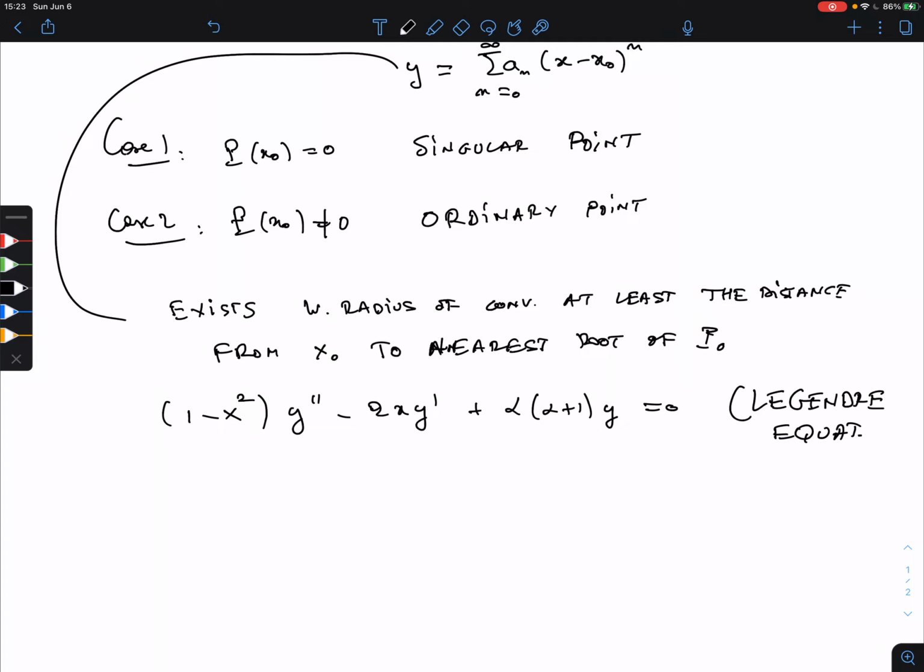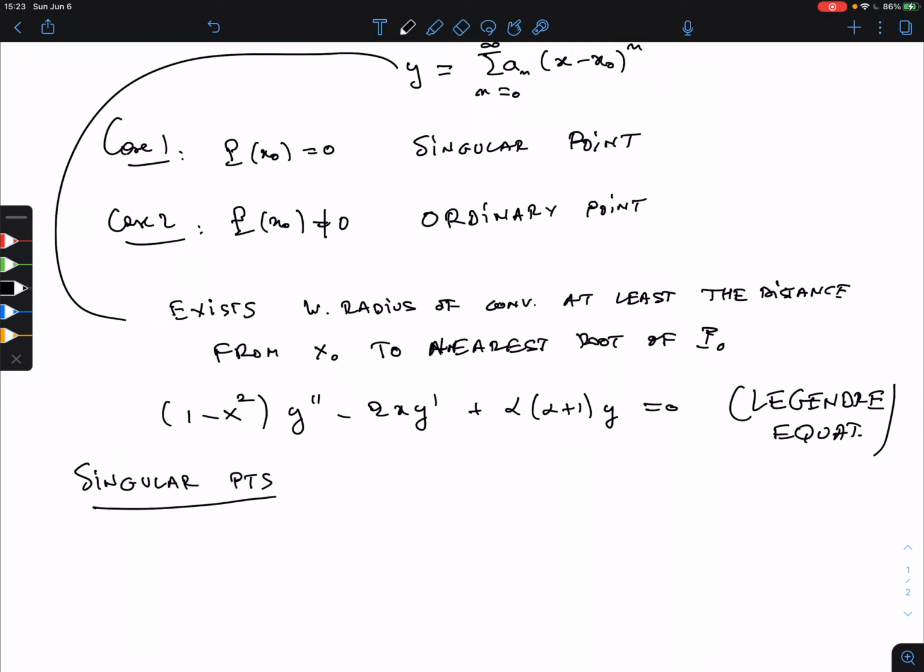It depends only on alpha. All the other numbers are some fixed numbers. And Legendre again is the name of a person, a mathematician. But rather than studying where this comes from, with this introduction to differential equations, I'm just going to look at this type of differential equation. So let's first talk about what the singular points are.